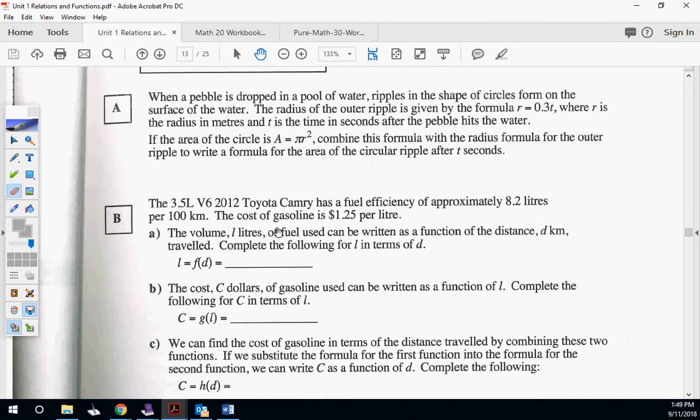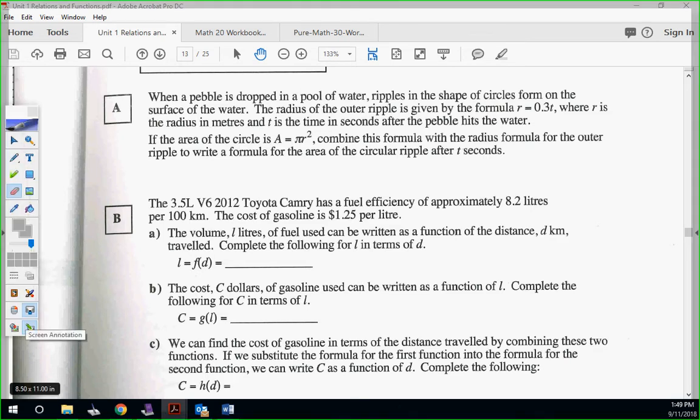When a pebble is dropped in a pool of water, ripples in the shape of circles form on the surface of the water. So we know that you drop something, it's a bunch of rings, okay, and it has an equation for how those ripples grow: r = 0.3t, where r is the radius. So that ripple as it comes out, it's growing at 0.3t. So every second, the ripple's growing by 0.3 of t.